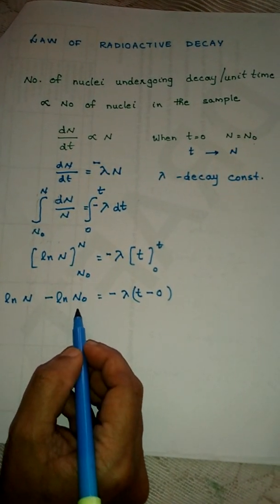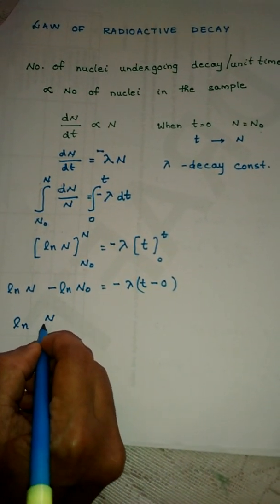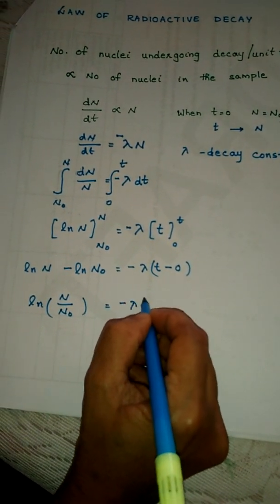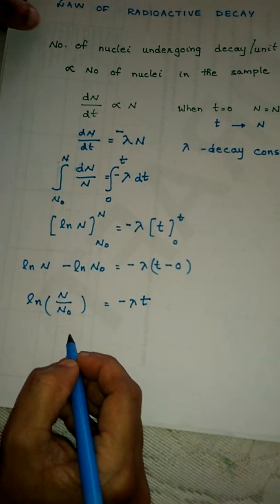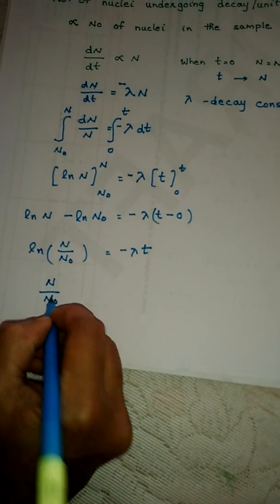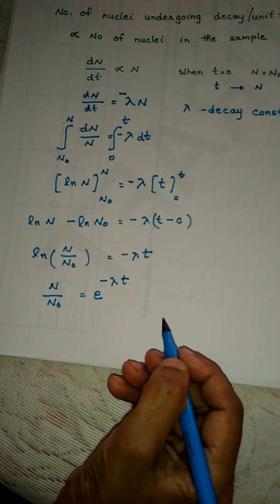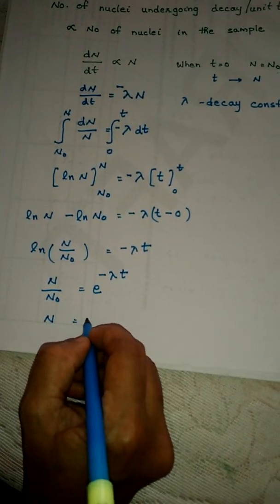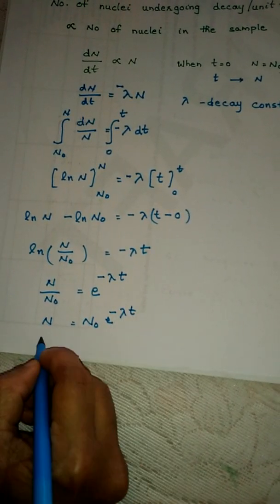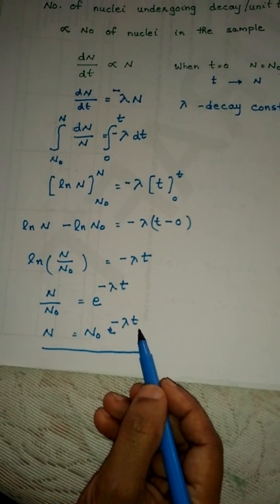Log a minus log b is log a by b. So this is log n by n0 is equal to minus lambda t. So let's take the antilog. n by n0 is equal to e raised to minus lambda t, or n is equal to n0 e raised to minus lambda t. That is, the number of nuclei decreases exponentially with the time.